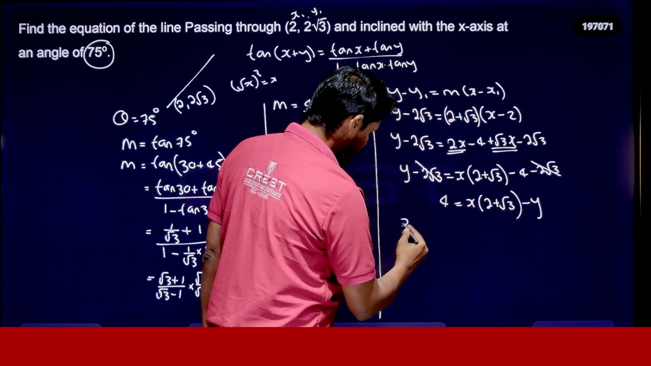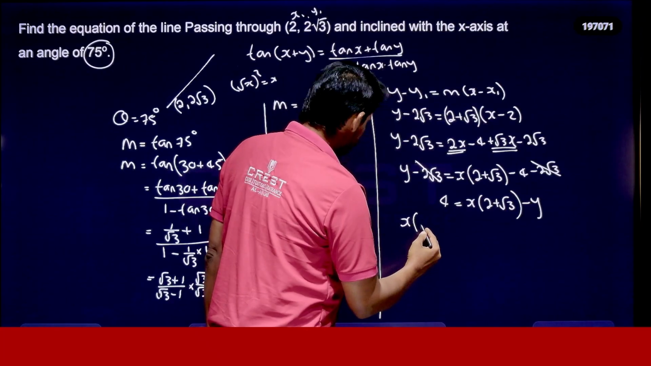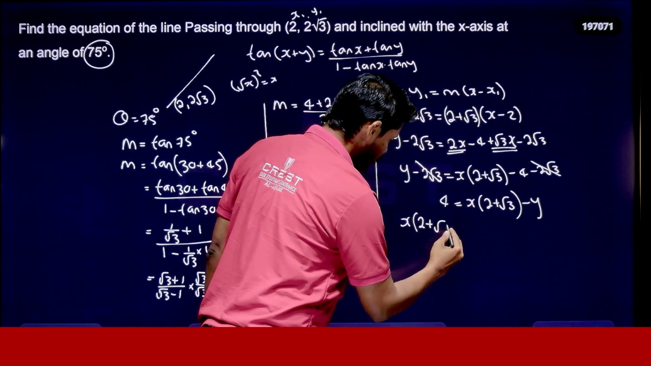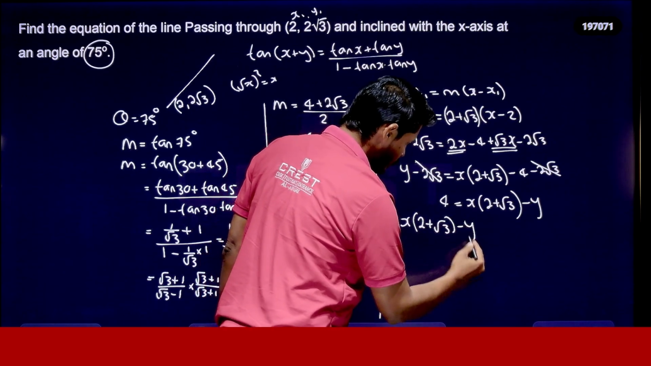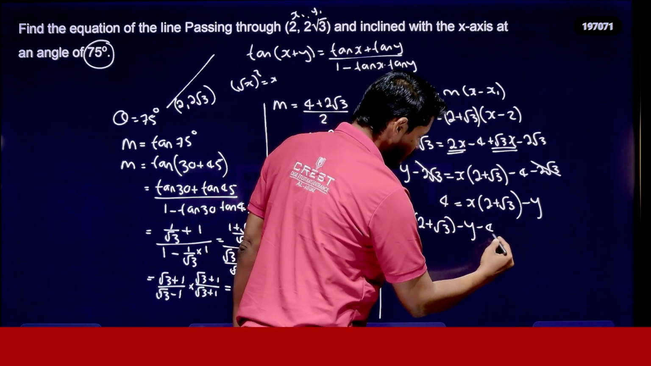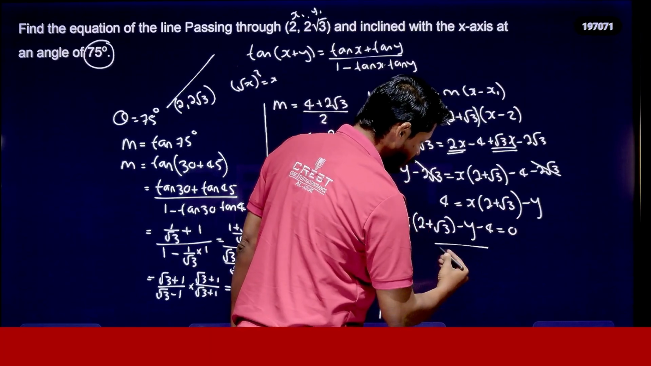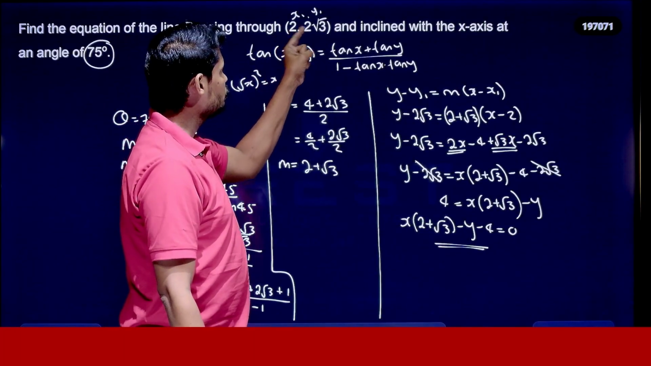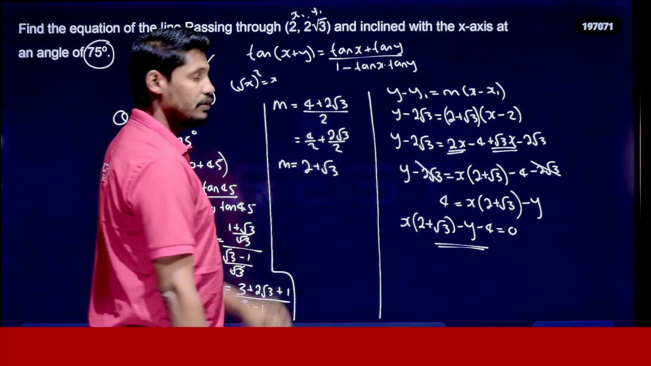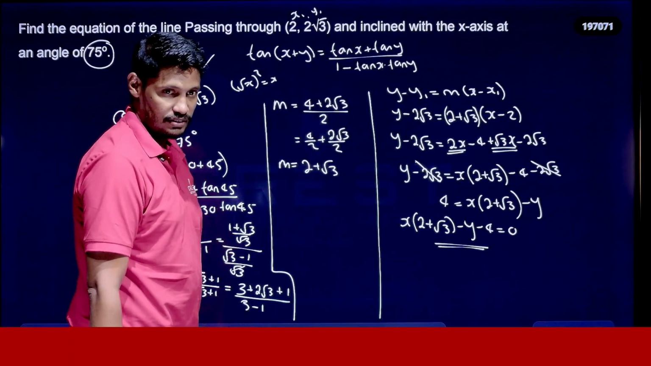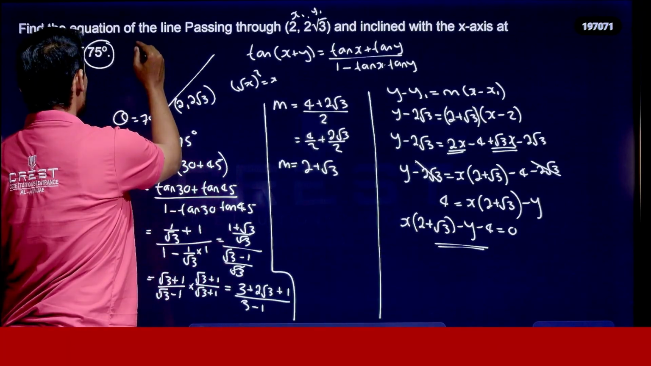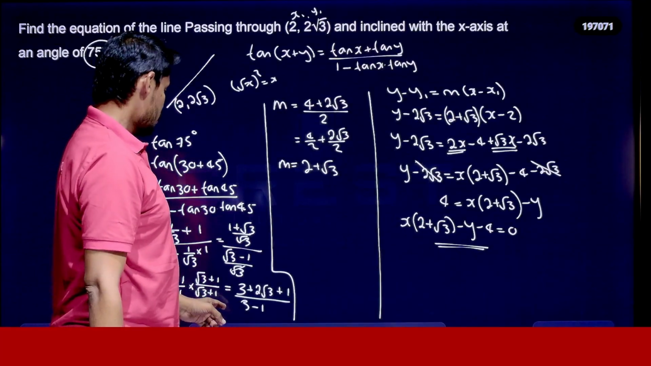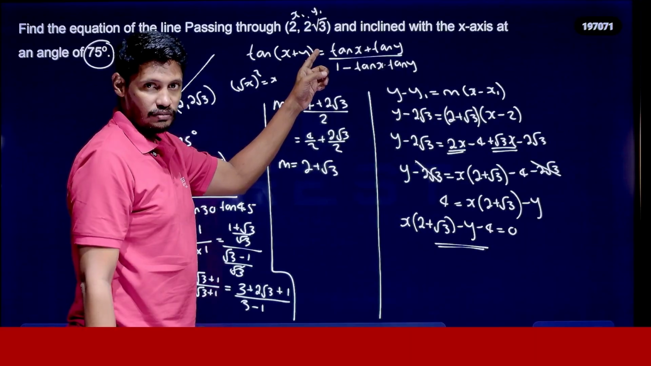So what is the equation? The required equation of this line is x into 2 plus root 3 minus y. When you bring this plus 4 to this side, it's minus 4 equal to 0, which is the required equation of this line, which contains the point 2 comma 2 root 3 and makes an angle of 75 degrees with the positive direction of the x-axis. Clear? So it's a very important question. We are using trigonometry also here. Fine.